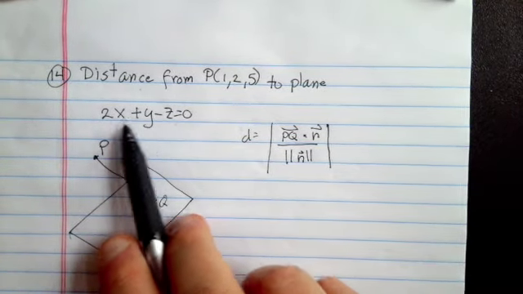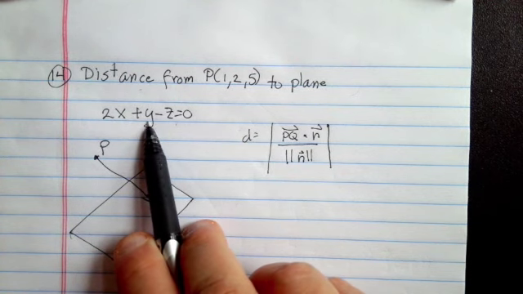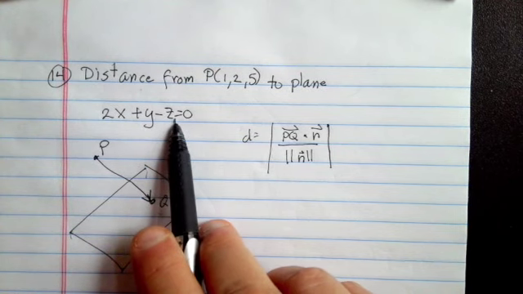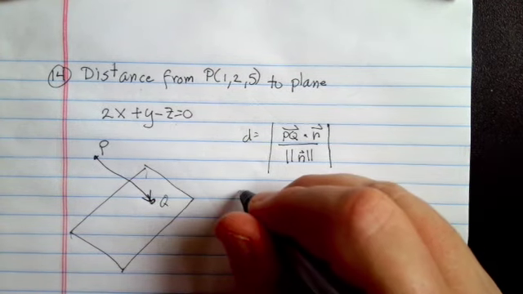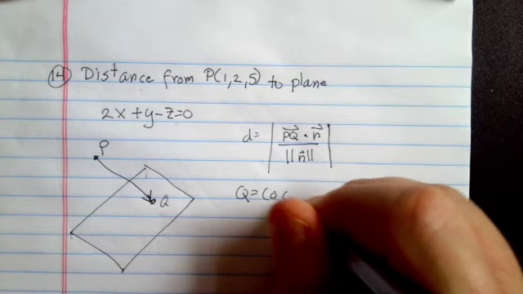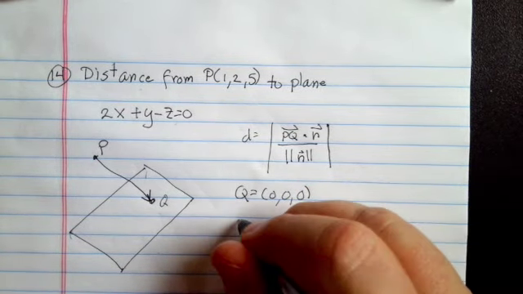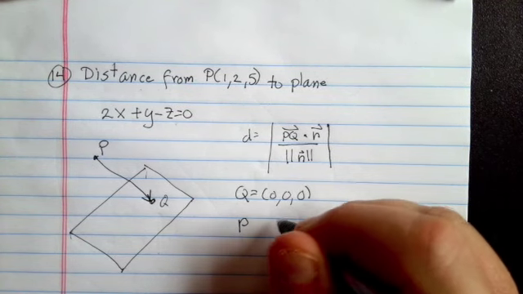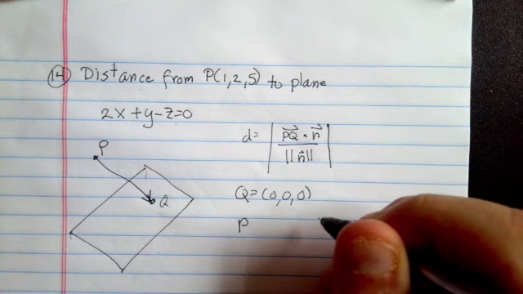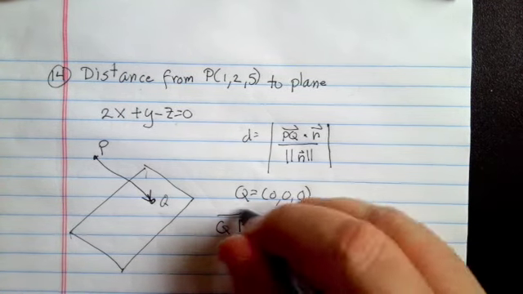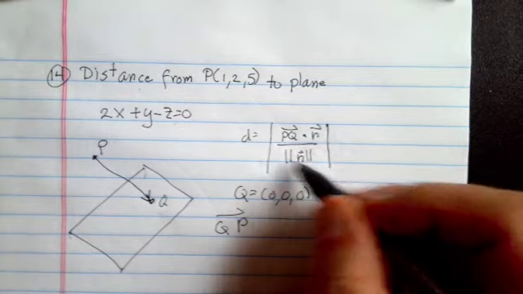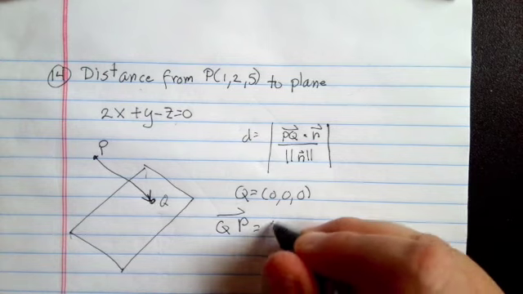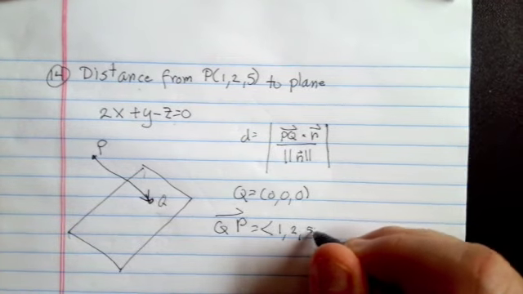How about we let x and y be 0 and then figure out what z is. So if x is 0 and y is 0, z is also going to have to be 0. So let's let Q be 0, 0, 0. Then the vector from P to Q, or it could be Q to P, either way. Let's go from Q to P. It's not really going to matter since we're going to be taking the absolute value anyway. Alright, so Q to P would be 1, 2, 5.